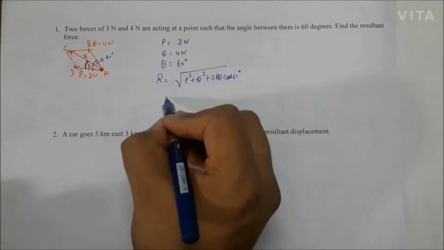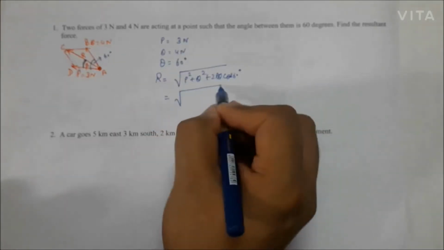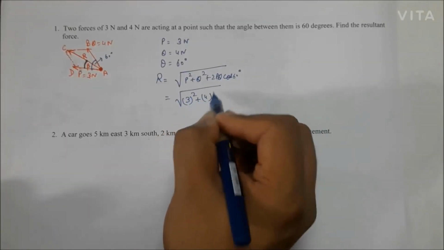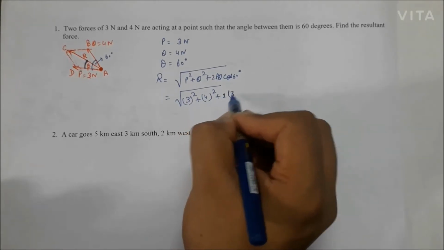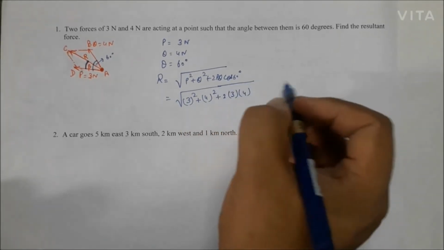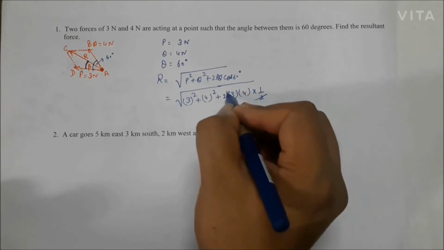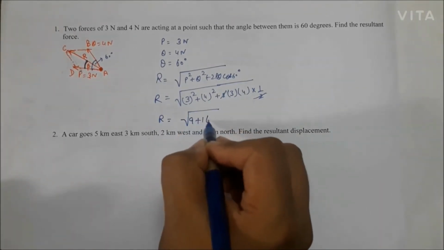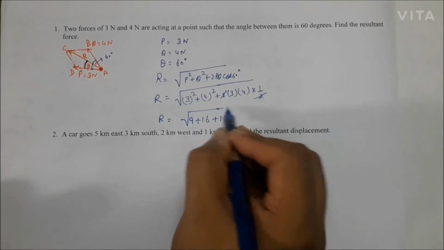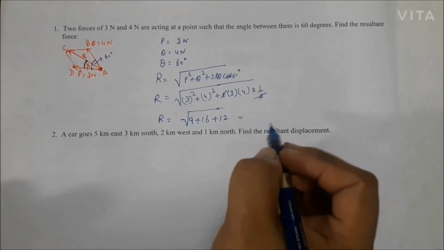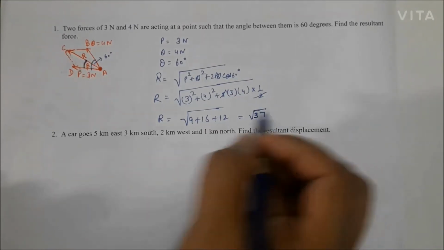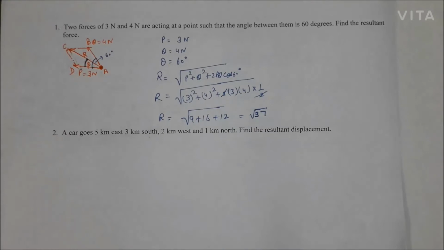Now what is the value of cos 60 degree? It is 1 by 2. So the value of P is 3, Q is 4, 2 times 3 times 4 times cos 60 is 1 by 2. This 2 and 2 cancel out. So R comes out to be root of 9 plus 16 plus 12. When you sum it up, it will become root 37. Okay, so it comes out to be root 37. Now we have to calculate the direction. Now how will you calculate the direction?